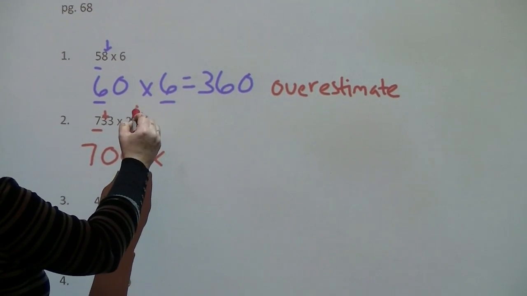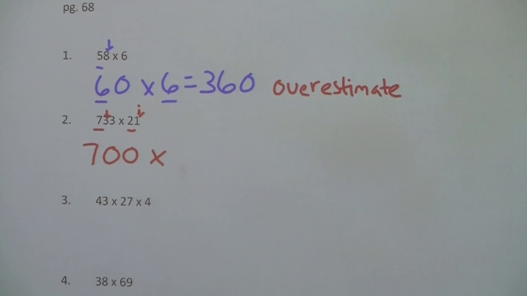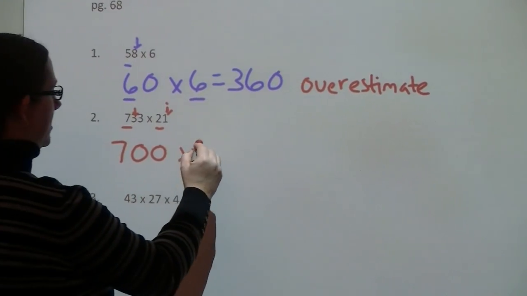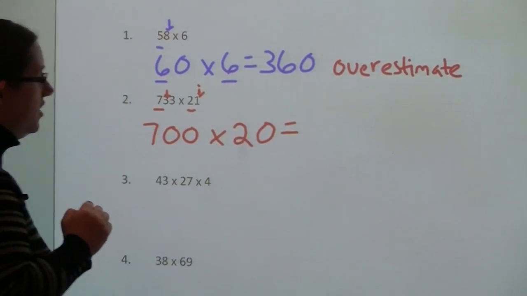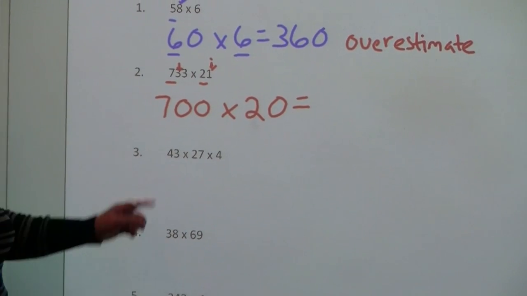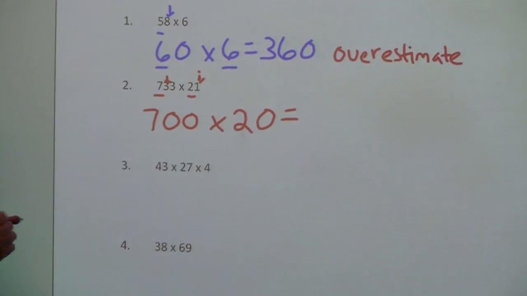1 gets the arrow here. 1 tells us to round which way? Down, which means the 2 stays the same, and the 1 changes to a 0. So now our estimated problem rounded is 700 times 20.